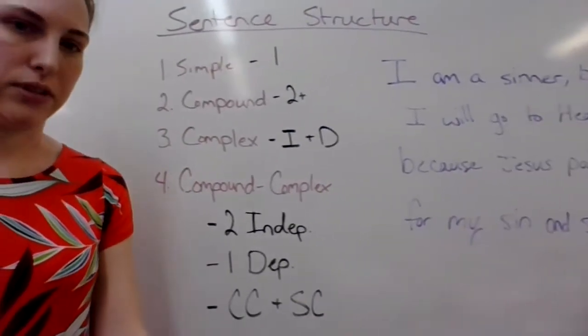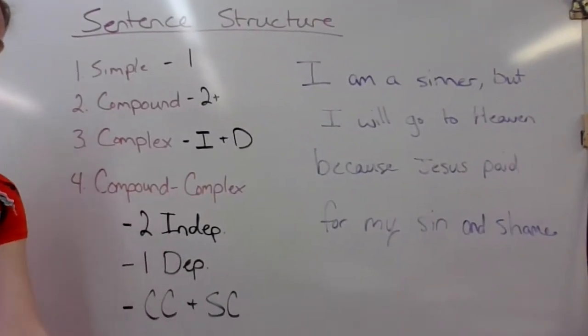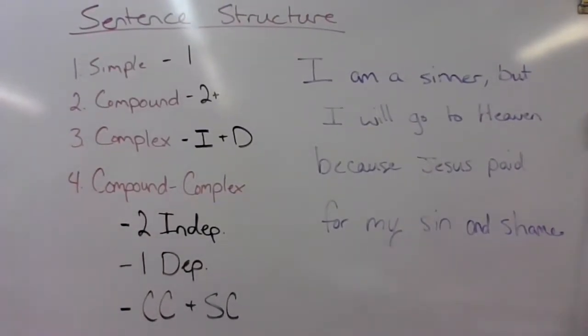Here, I've got an example sentence. Hopefully that'll break it down a little bit. Let me come to this side. All right. I'm going to read the sentence first, and you just be looking and finding these conjunctions as you see the sentence. I am a sinner, but I will go to heaven because Jesus paid for my sin and shame. Hopefully the conjunctions are already popping out to you. You can see them. You heard them when I said them.